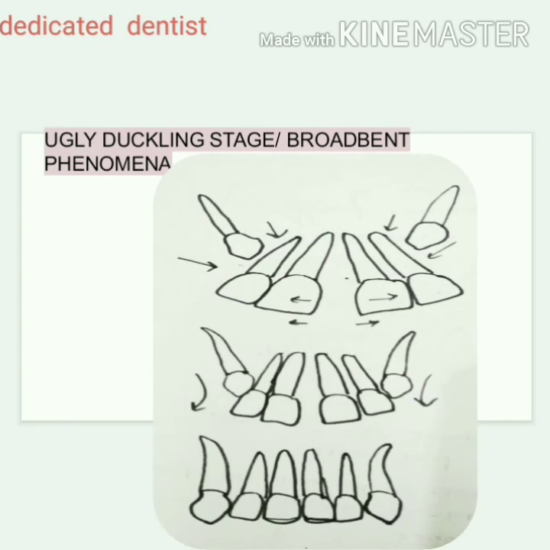Now, when the permanent canines erupt, there's this phenomenon called Broadbent phenomenon or ugly duckling stage. It is seen between 8 to 9 years of age in the maxillary incisor region, and during the time of eruption of permanent incisors, it is usually seen. Actually, this is a transient and self-correcting malocclusion, usually misunderstood by parents as a malocclusion. Actually, it is not. It eventually resolves on its own after the permanent canine erupts into the oral cavity fully.